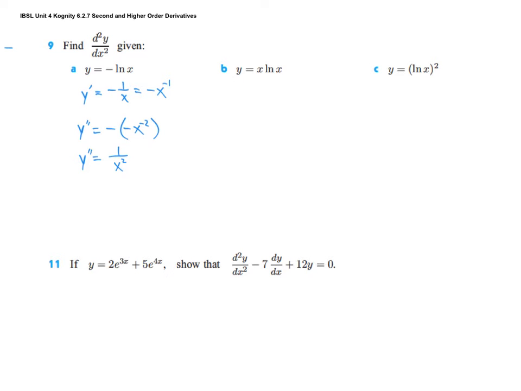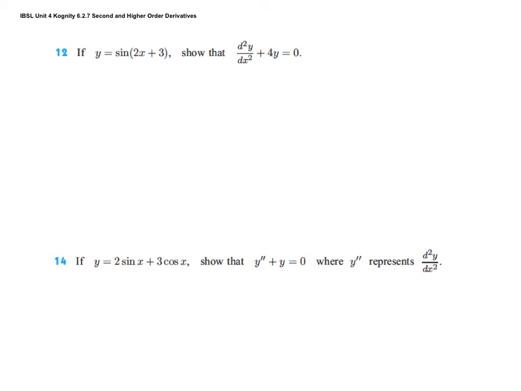Any questions about that? The negatives cancel each other. In this case, yeah, those negatives canceled each other. Okay? 11 and also 12 are kind of similar. And 14 is kind of similar. I'm going to do number 12 here.